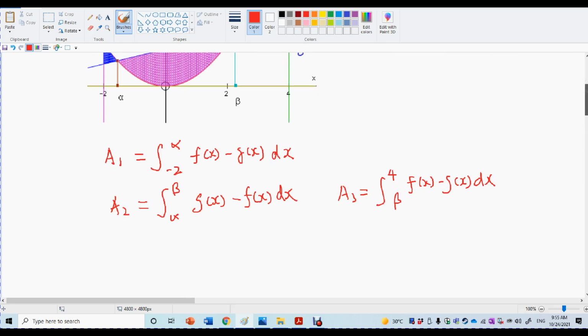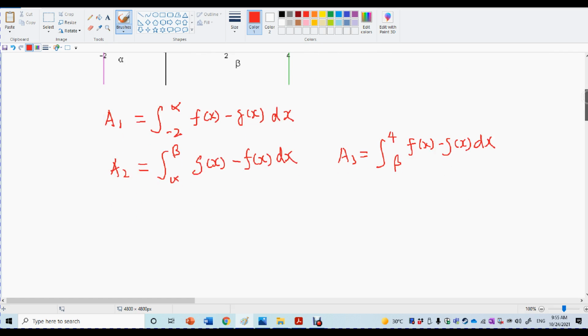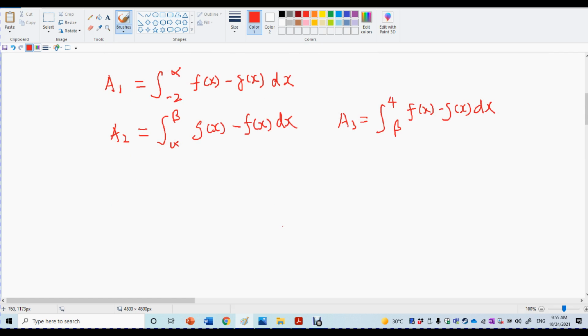To find the three areas, we have learned that area 1 goes from -2 to alpha, because that's above the straight line and below the curve. The curve is f(x), the straight line is g(x), so we use f(x) minus g(x). That's for area 1. Area 2 is from alpha to beta, but since g(x) is above f(x), you are going to do the integral from alpha to beta of g(x) minus f(x). And A3 is from beta to 4. Again, this time f(x) is above g(x), so f(x) minus g(x).